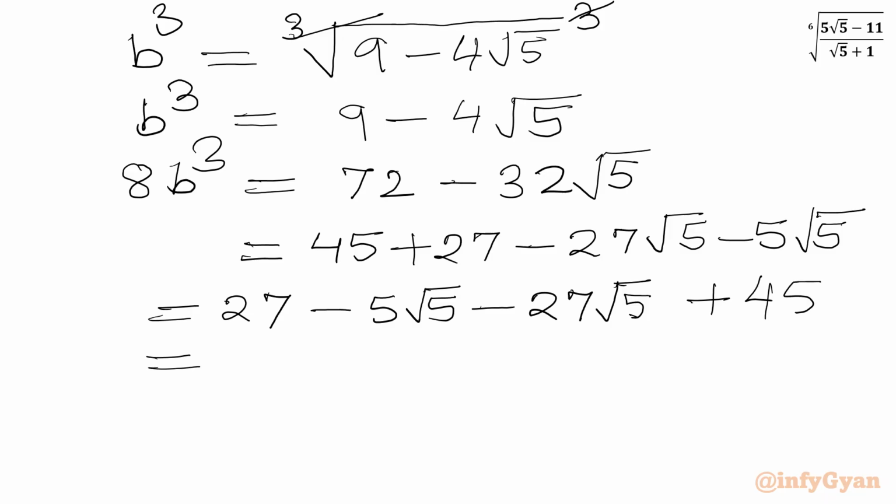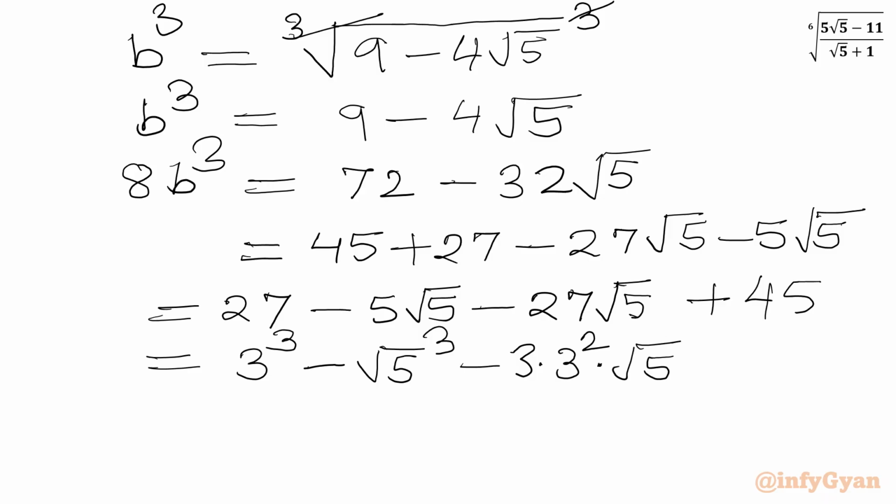Now you can see 27 can be written as 3 cube. 5 root 5 is root 5 whole cube. So a cube minus b cube is done. Now this term will be minus 3a square b. Let's check: 3 times a square, a is 3, so 3 square, b is root 5. Yes, it is matching. 3 times 3 square is 27 times root 5. So this is 3ab square.